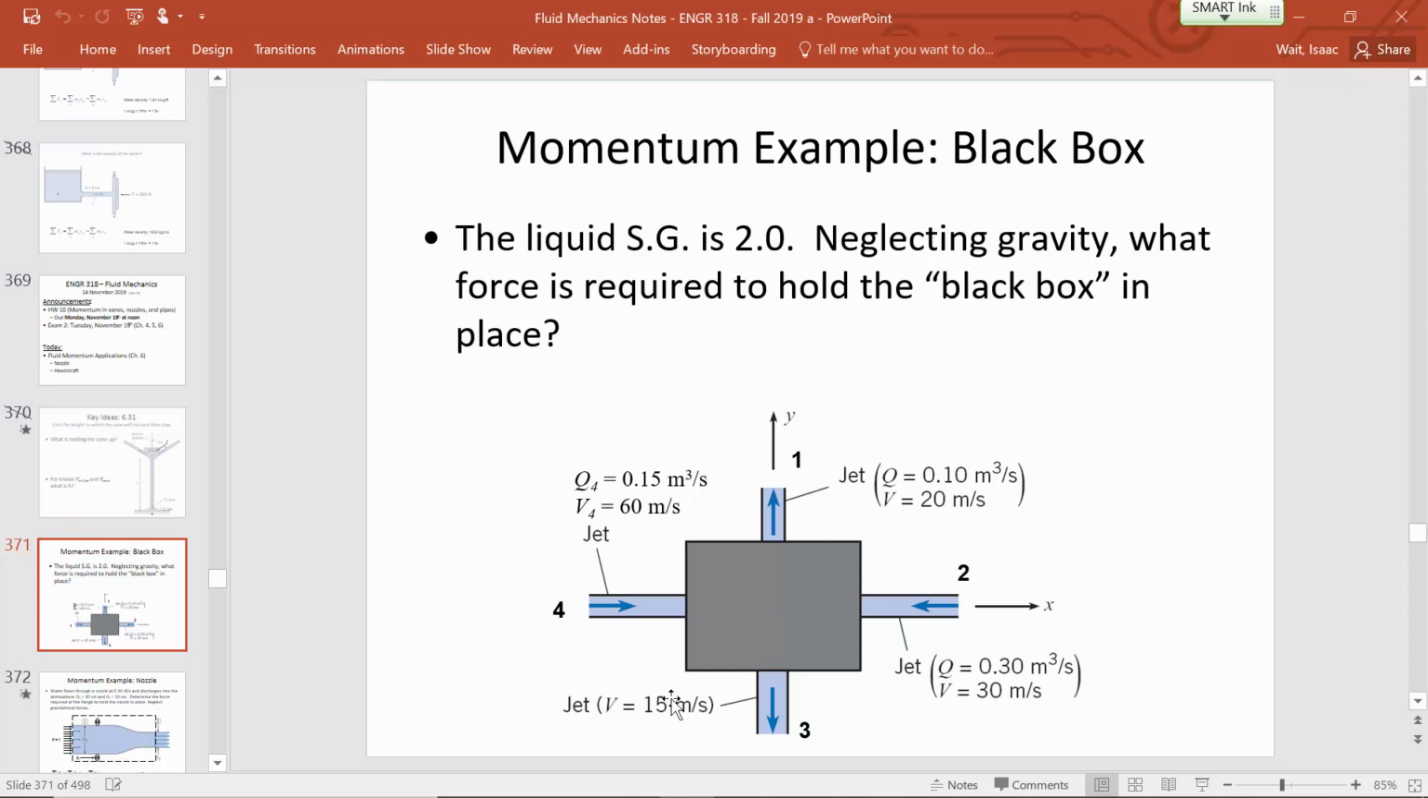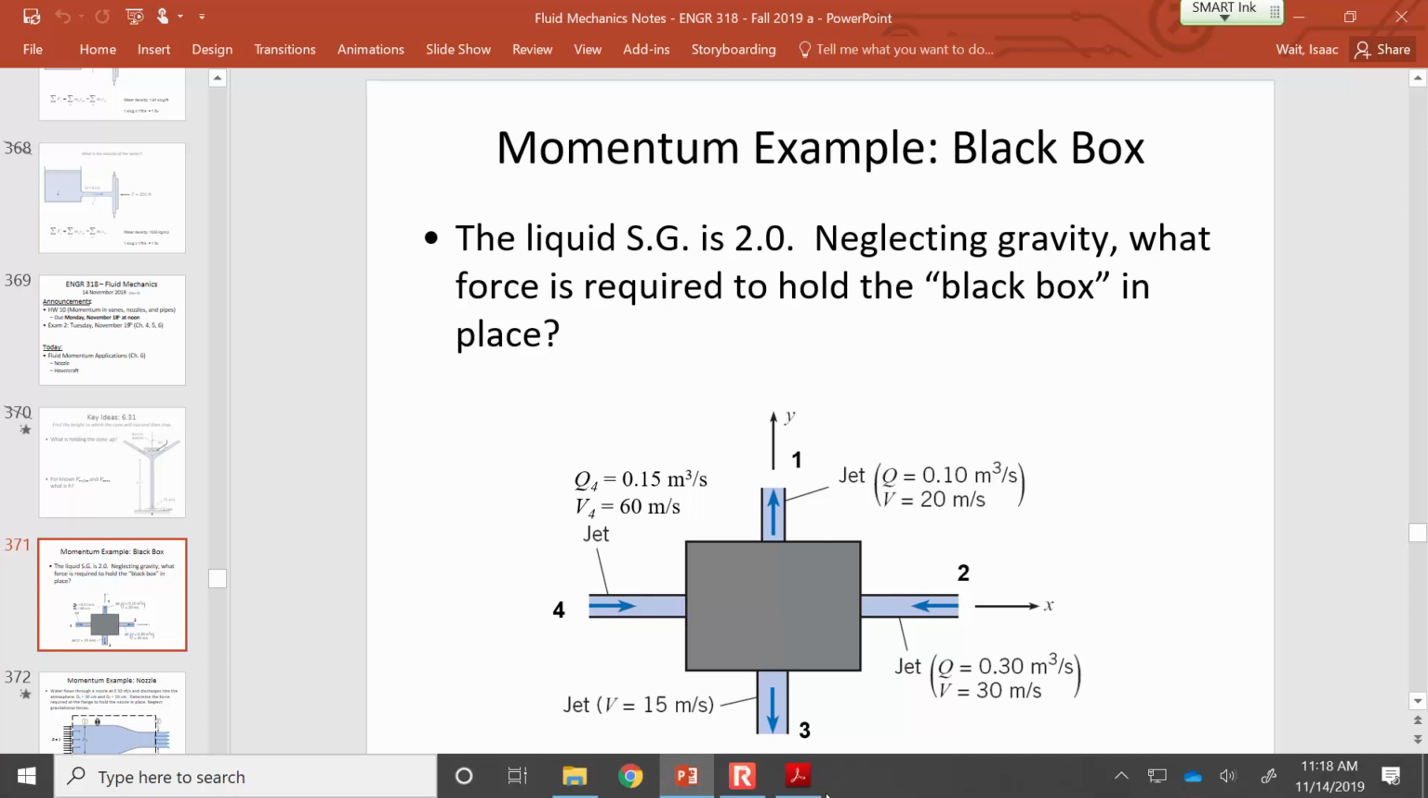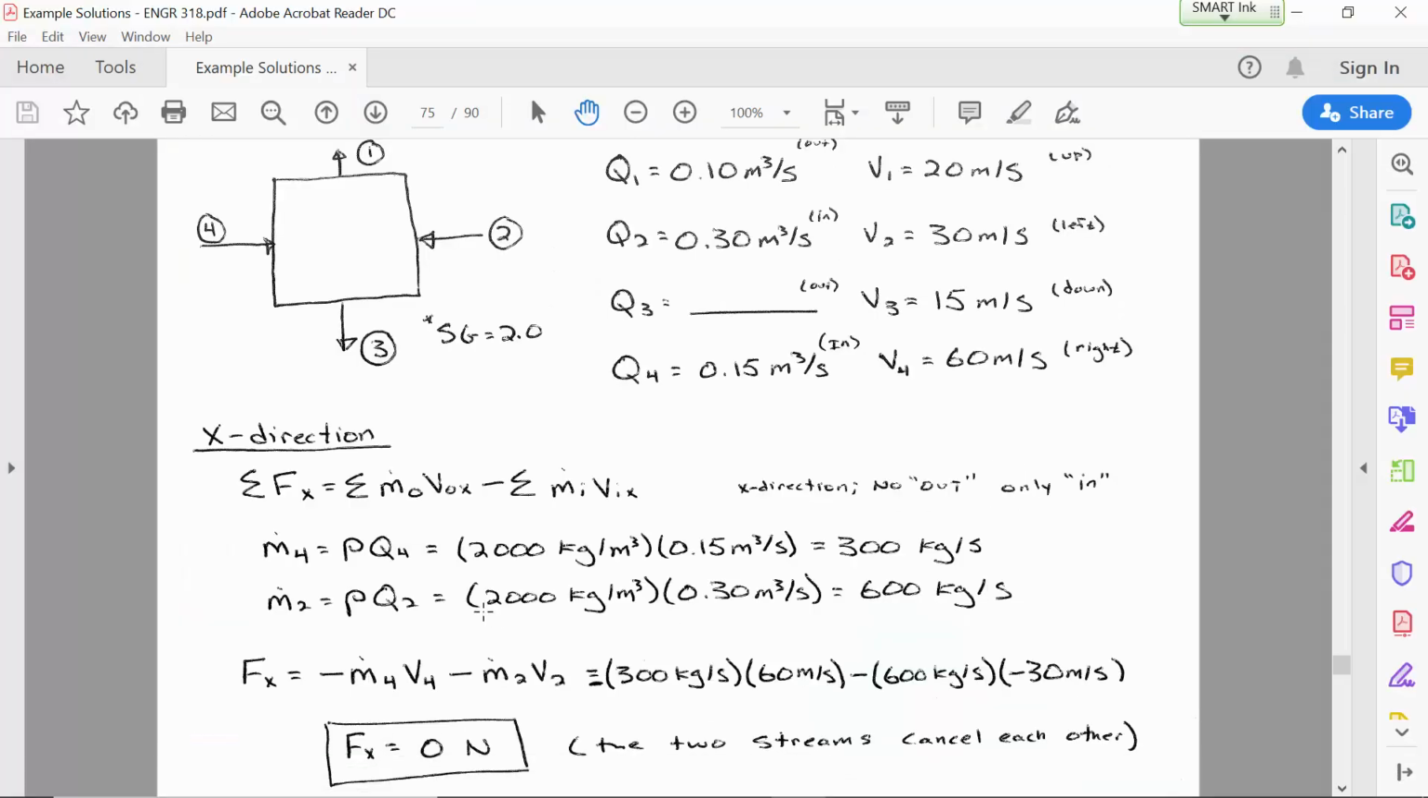But don't just do a kind of reasoning like that on an exam or something. You'd actually want to crunch the numbers to prove it. But the numbers do prove it, that if we have the mass flow rate at 4 and at 2, and then there's no flow out in x, just in.